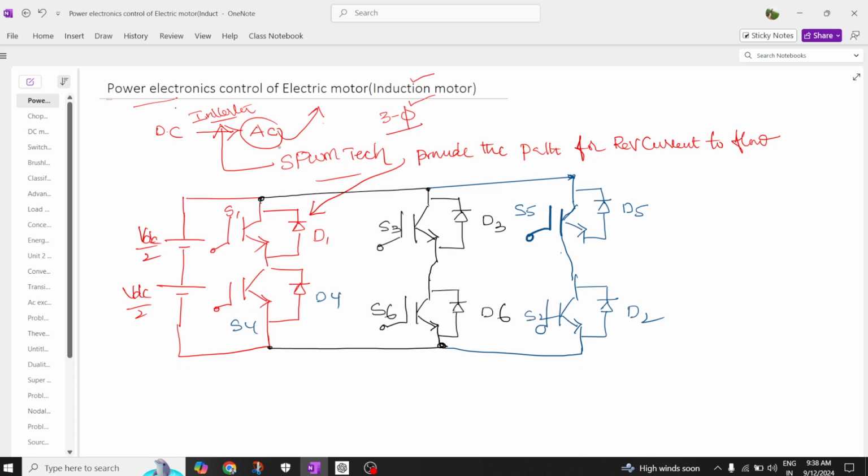1, 2, 3, 4, 5, 6. Or you take this as leg 1, leg 2, leg 3. Generally this way only we'll try to chart it, and we are going to connect this to a transformer.